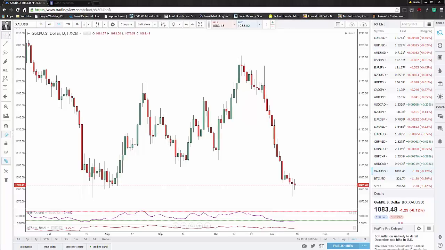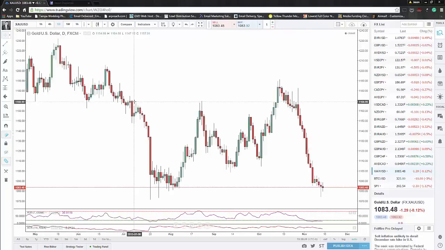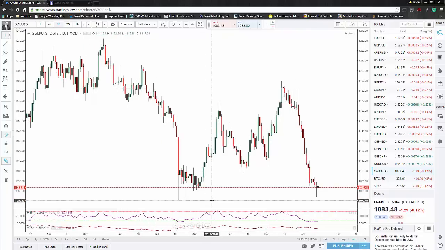I think we've got everything lined up correctly, so let's start taking a look around the market. I'm looking at gold right now. We'll just start off there. That seems as good a place as any to start today. As you can see on the daily chart, we have come right back down to about $1,083. This is right against the previous cycle lows.